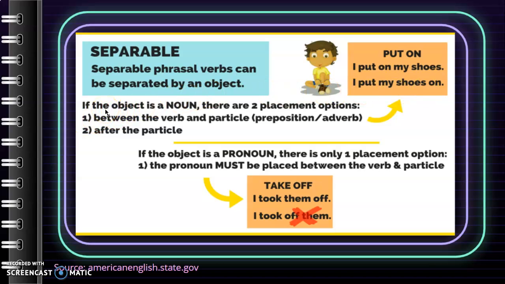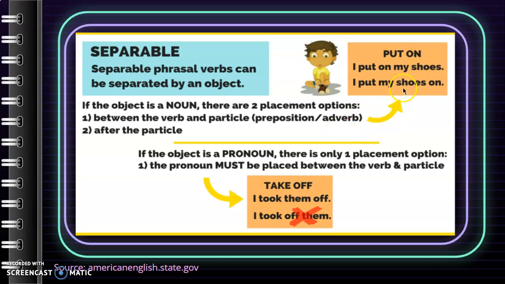We need to remember that if the object is a noun, we have two possibilities to have our sentence, okay? We can say, I put on my shoes, or I put my shoes on. As you can see, in the first sentence the phrasal verb is together. In the second sentence, the phrasal verb is separated. The verb is here, the preposition is here, and in the middle, we have the noun.